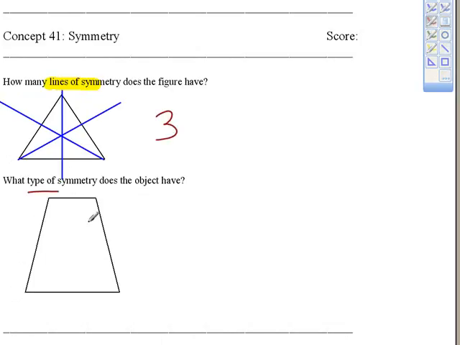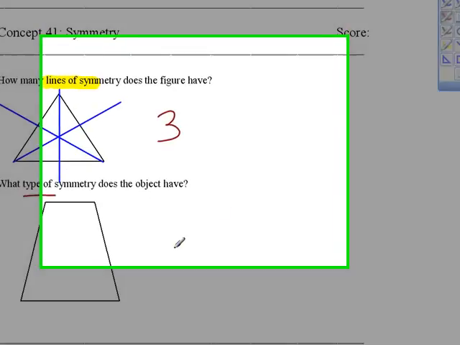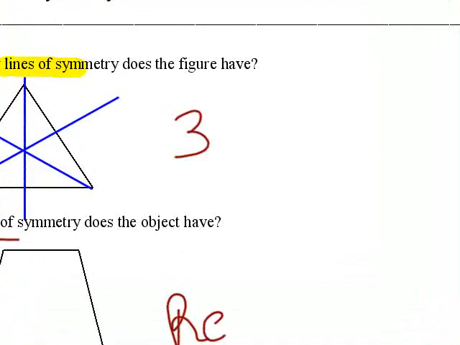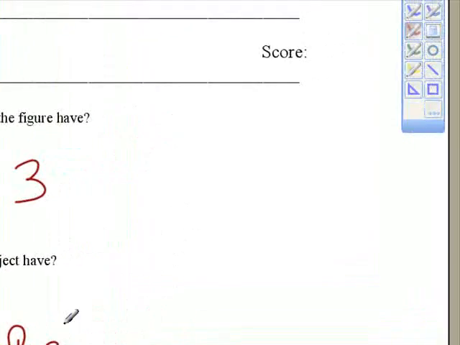What type of symmetry does this object have in number 6? Reflectional. We can reflect it across a line right through the middle and it should look the same, right? So I want to say reflectional. So you guys said reflection. That was okay for today.